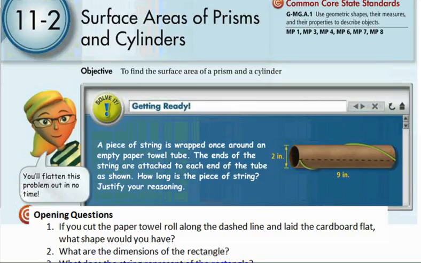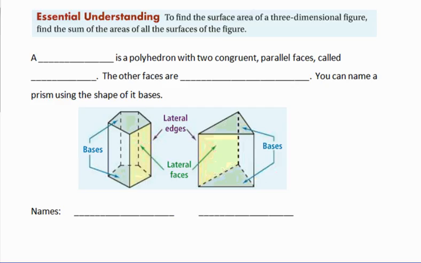We're here for section 11.2, and this section's all about surface area of prisms and cylinders. Hopefully it's a review for you since we're already in geometry and you have done this before, but it's a good review nonetheless. We're going to focus on the goal of finding the surface area of a prism and of a cylinder. Alright, so surface area. We've done volume for sure. We'll see if we remember how to find surface area of these three-dimensional figures.